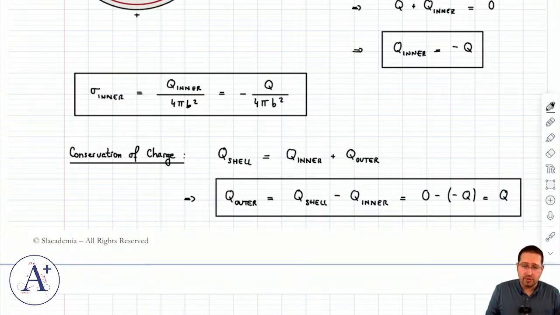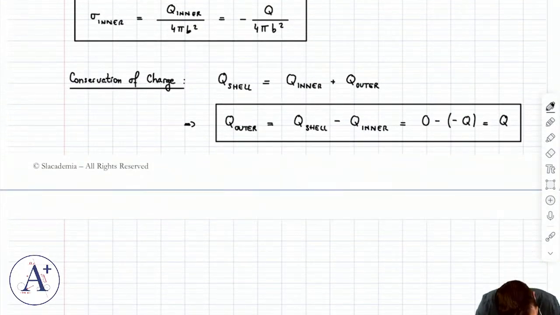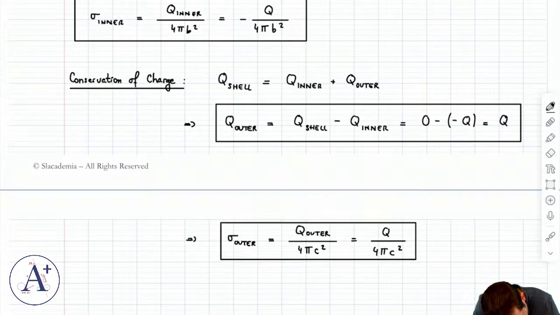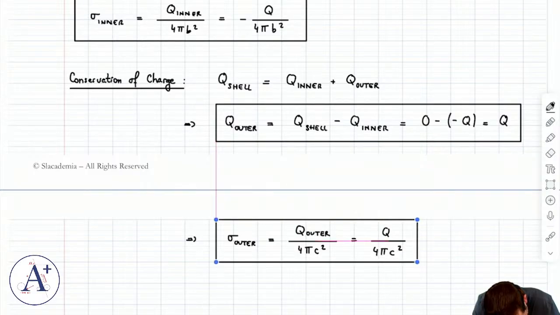All right, so now we have Q outer, and we can find sigma outer. All we have to do is divide Q outer by 4 pi c squared. So we're going to get Q over 4 pi c squared. There we go.